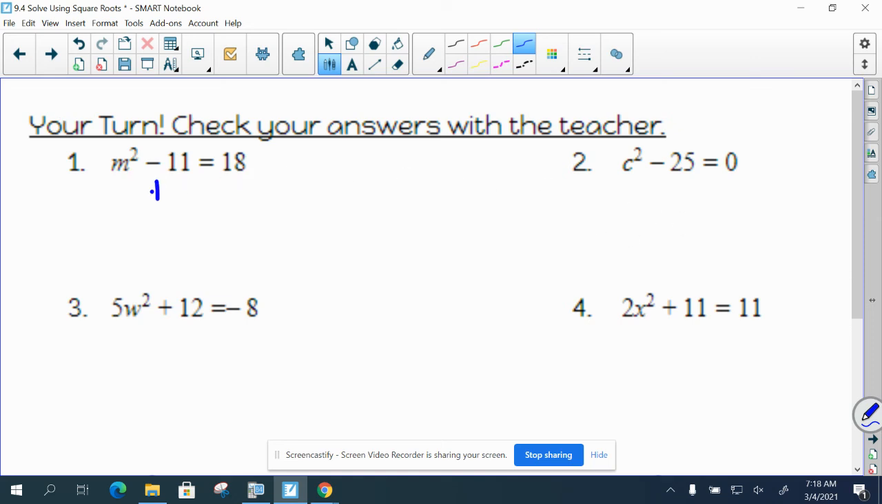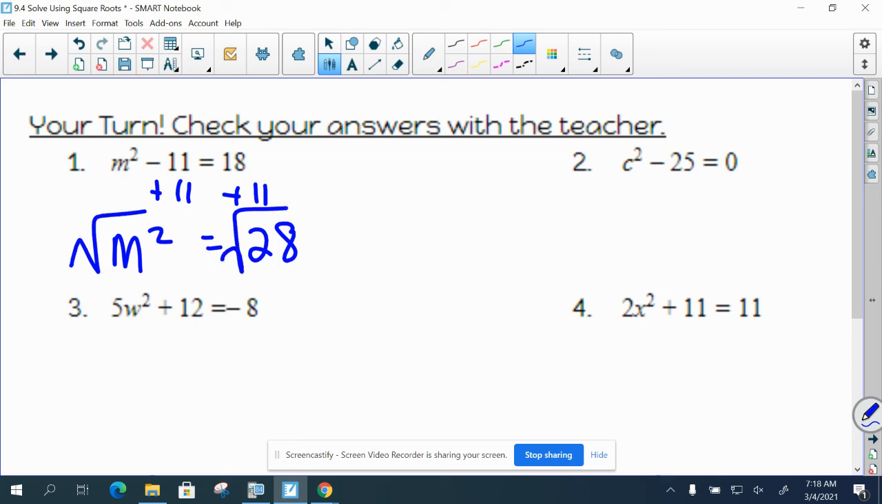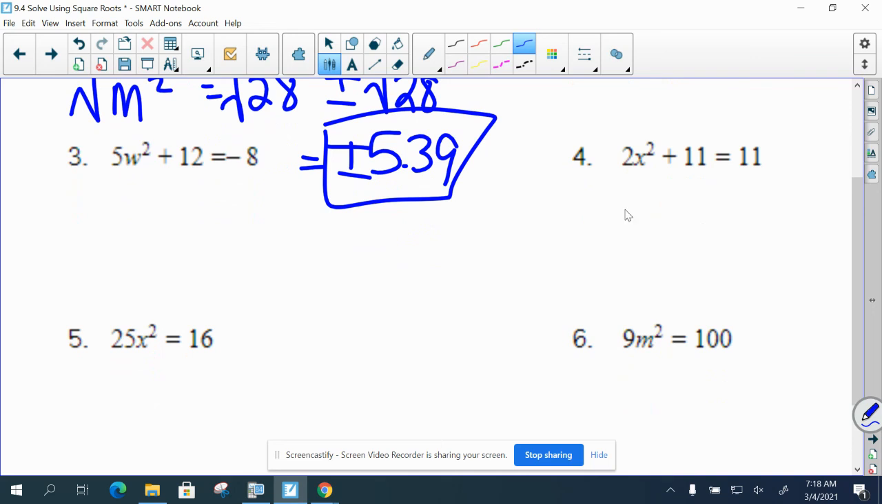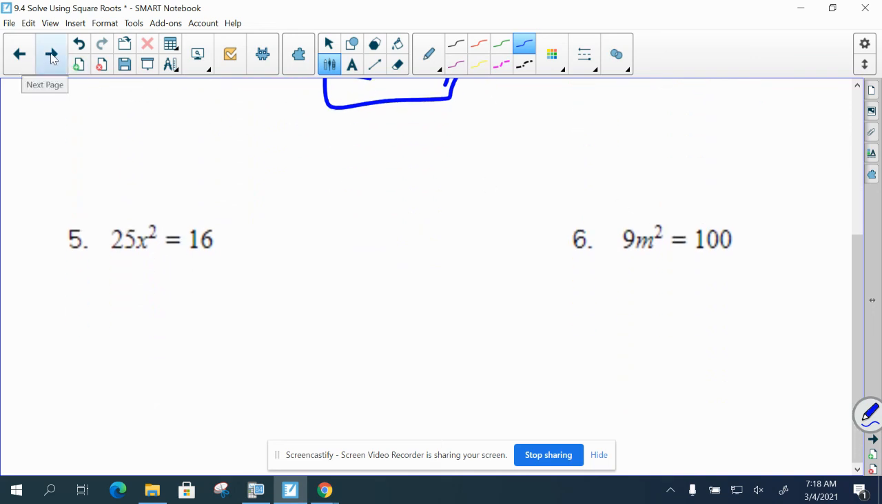All right, so you would add the 11, and then take m squared equals 28. The square root of that gives you plus or minus the square root of 28, which is plus or minus 5.39. Right, and then let's do one of the harder ones. Oh, let's do number 5.